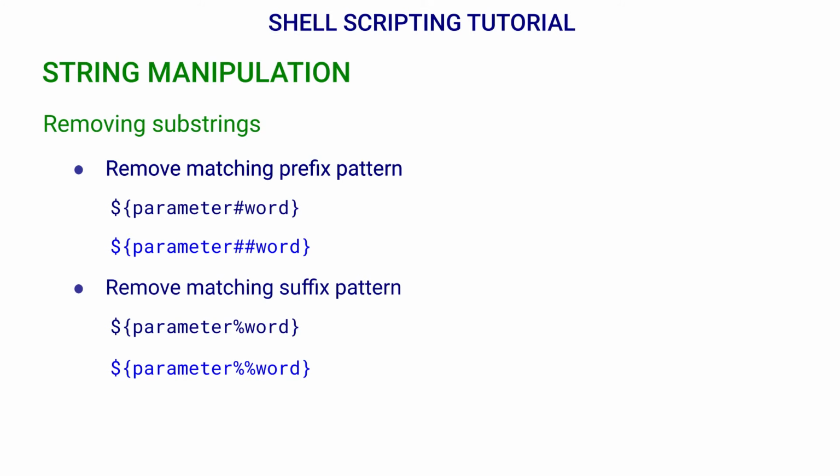Similarly, we have the removal of suffix, the substring at the end of a string, and we have ${parameter%word} or ${parameter%%word}. The word is a regular expression and is matched with the string at the rear end. All the matched characters are deleted. Single percentage results in minimum matching and double percentage results in maximum matching.